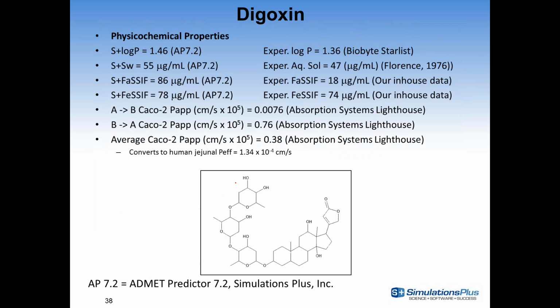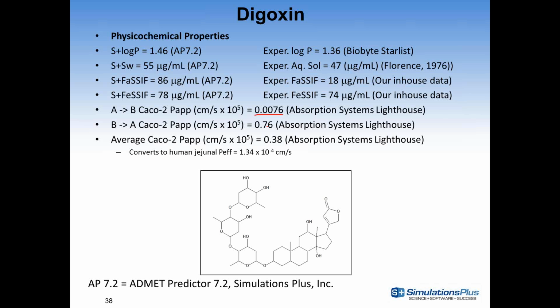Digoxin is a very interesting molecule. It has kind of a moderate partition coefficient, reasonably low solubility, but not very low. It has an increase in solubility in FASSIF and FESSIF conditions. The permeability in the A to B direction, measured by Absorption Systems, is quite low. So this is 5.6 or 5.7 times 10 to the minus 8 centimeters per second, and in the B to A direction, 7.6 times 10 to the minus 6 centimeters per second. So the B to A ratio is quite high.